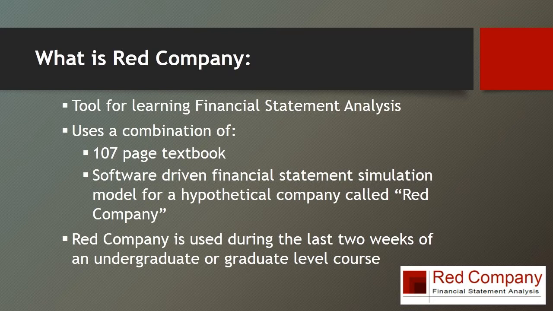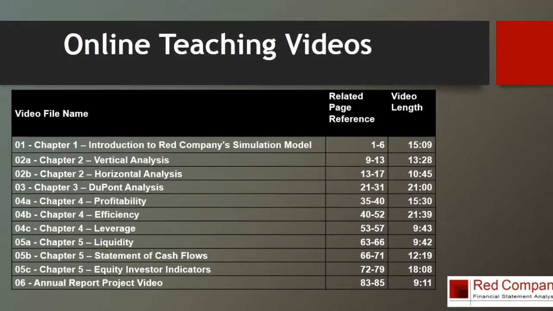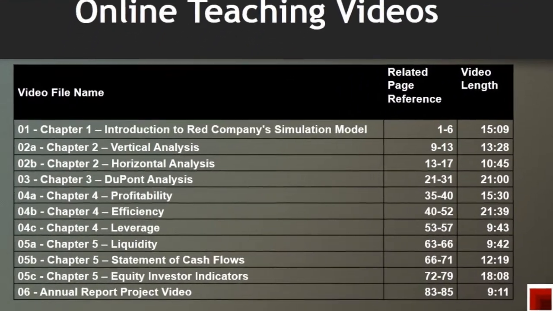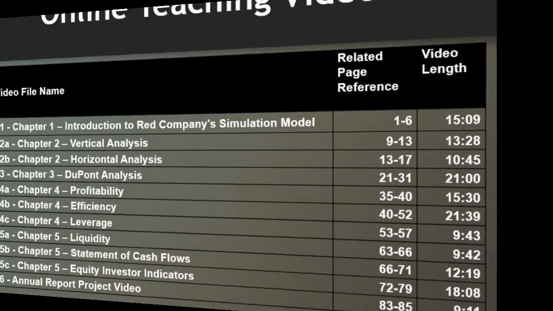Red Company is typically used during the last 2 weeks of an introductory financial accounting course at both the undergraduate and graduate levels. In addition to the textbook and software, there are also 10 teaching videos available online, each ranging from 10 to 20 minutes in length. These videos can be viewed by the students prior to reading the material in the textbook as a way to introduce the topics, or can be viewed after reading the material in the textbook to reinforce the concepts learned.